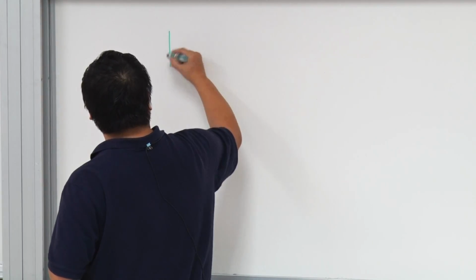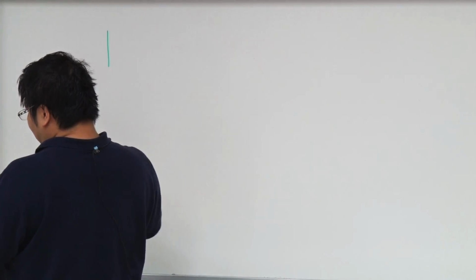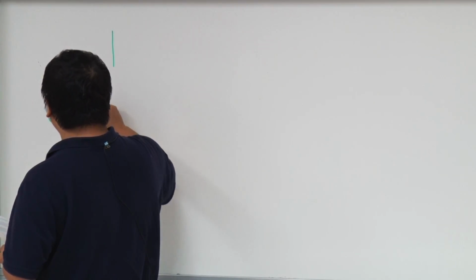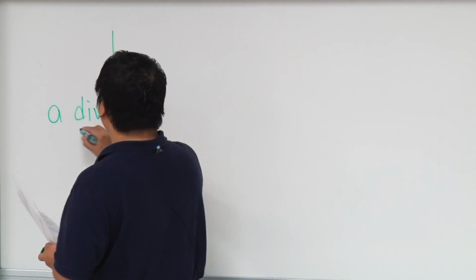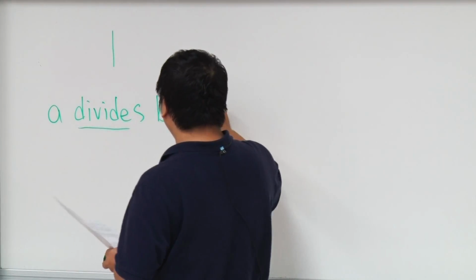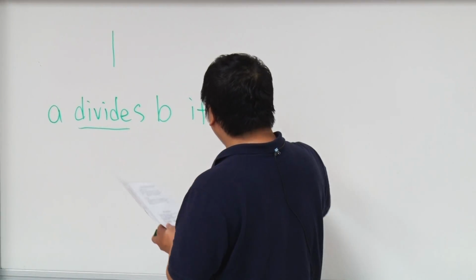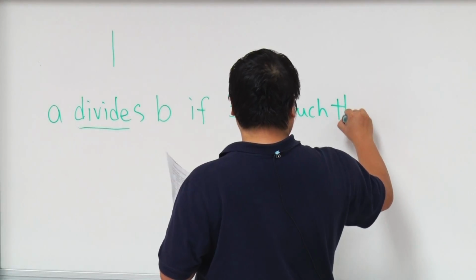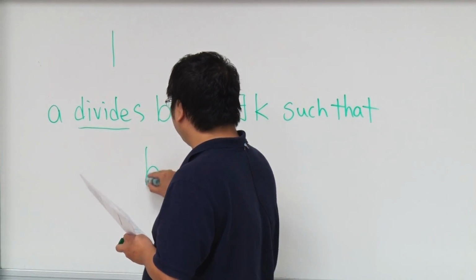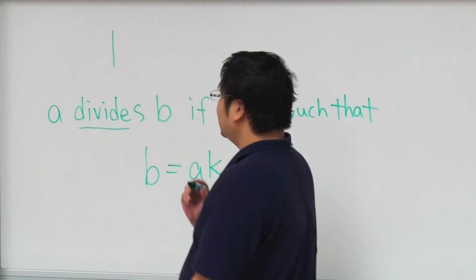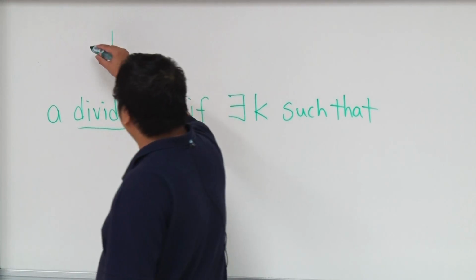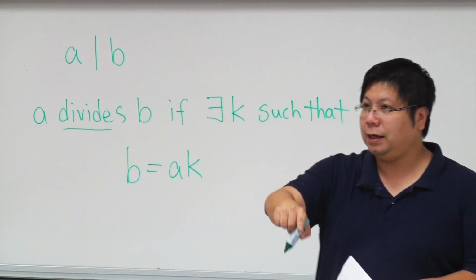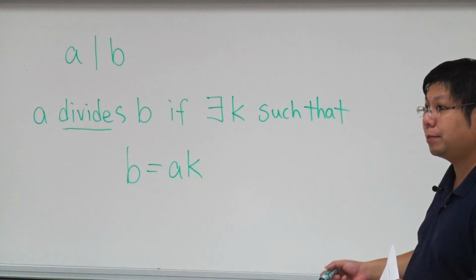We say a number A divides another number B if there exists an integer k such that B can be written as A times k. Is that okay? And then we will write this as A, B, with a stroke in between. So it means A divides B, or A divides B properly.